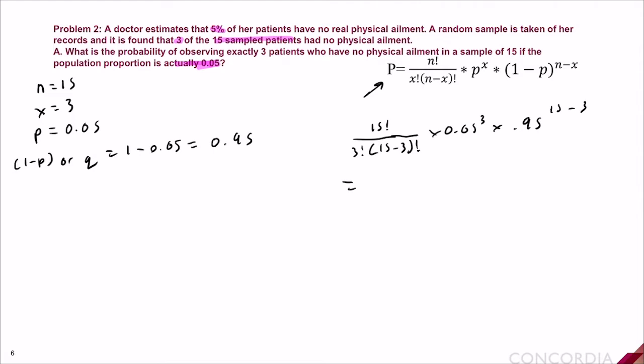And we will get an answer of 0.0307, meaning that if there is a 5% chance of a patient having no physical ailment, there is a 0.0307 or 3.07% chance of 3 out of 15 people having no physical ailment.